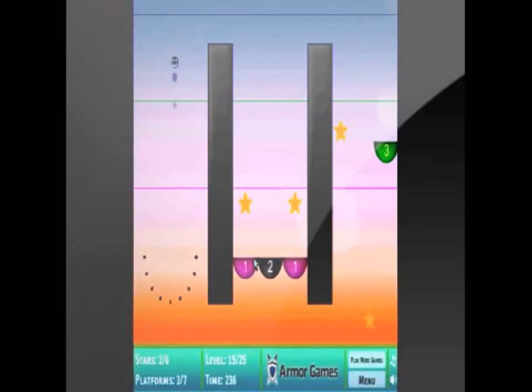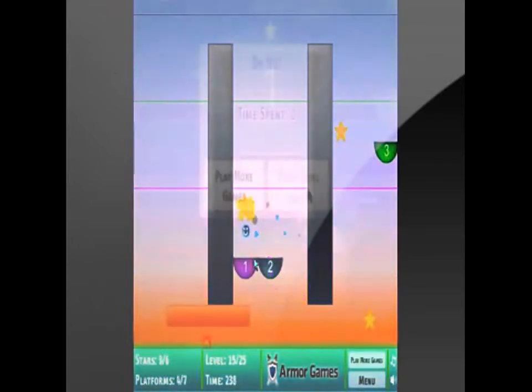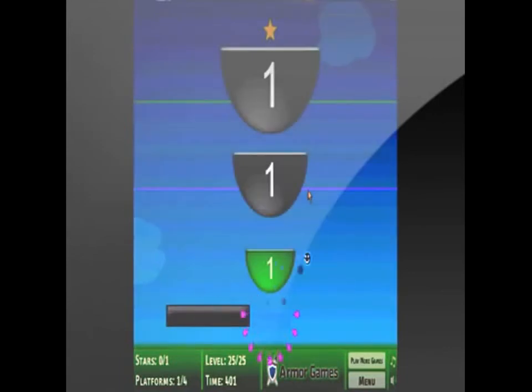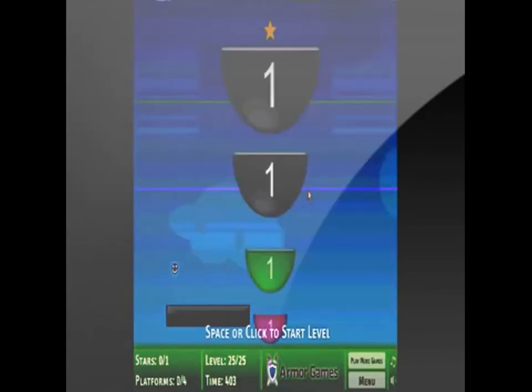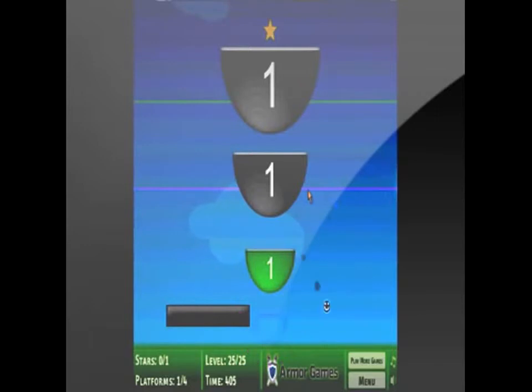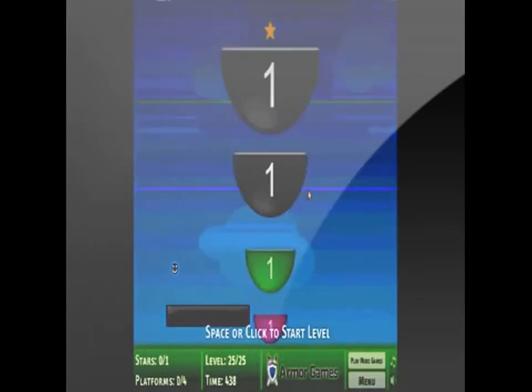The difficulty, it's easy, but then you get to the last level and all of a sudden it gets pretty hard. So it goes from about 5 difficulty, and then the last level jumps up to a 9, which is bad.